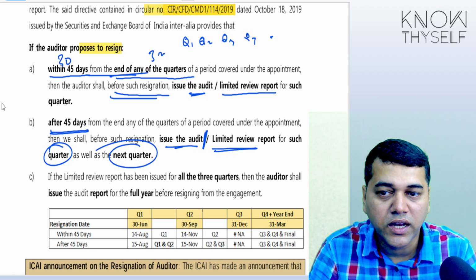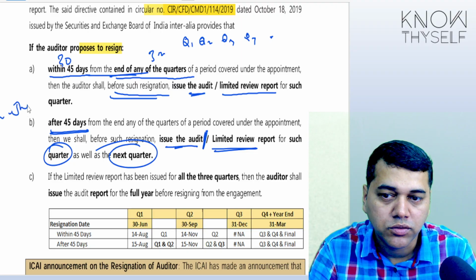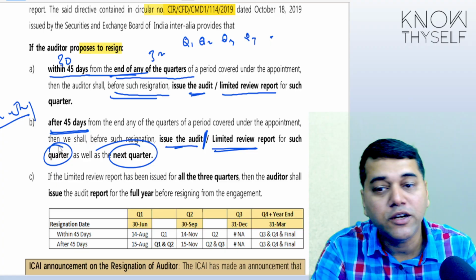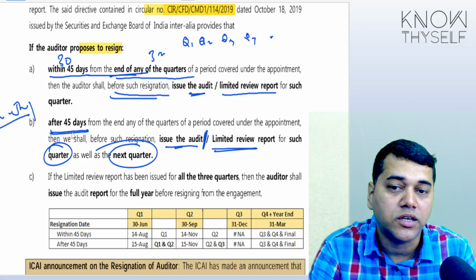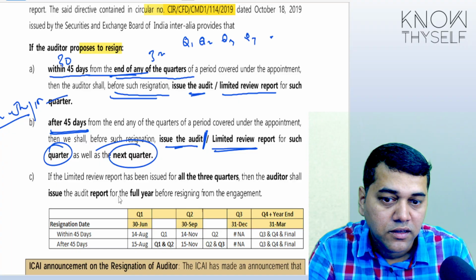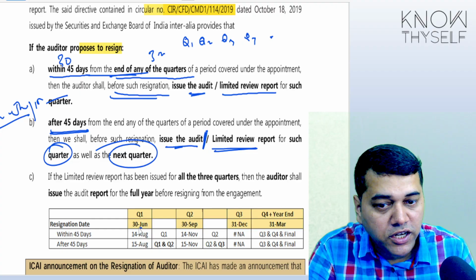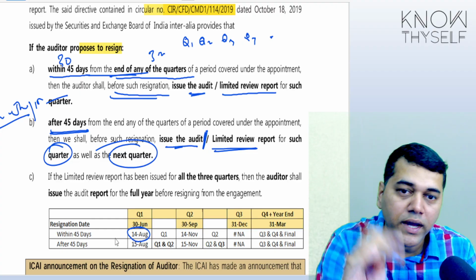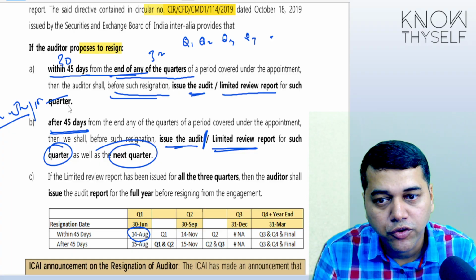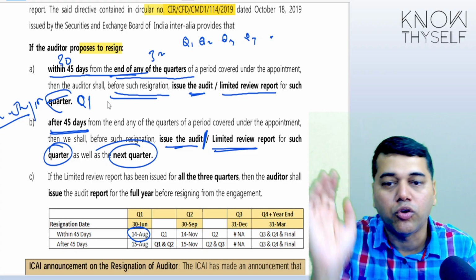Say quarter 1 will start from when? April to June. 3 months you are there. Afterwards you try to resign now. Within 45 days from the end of the quarter, that means from 1st of July your time starts, till 14th of August. You are already there, you already know the client. So please issue the limited review report for that Q1 and then you go.